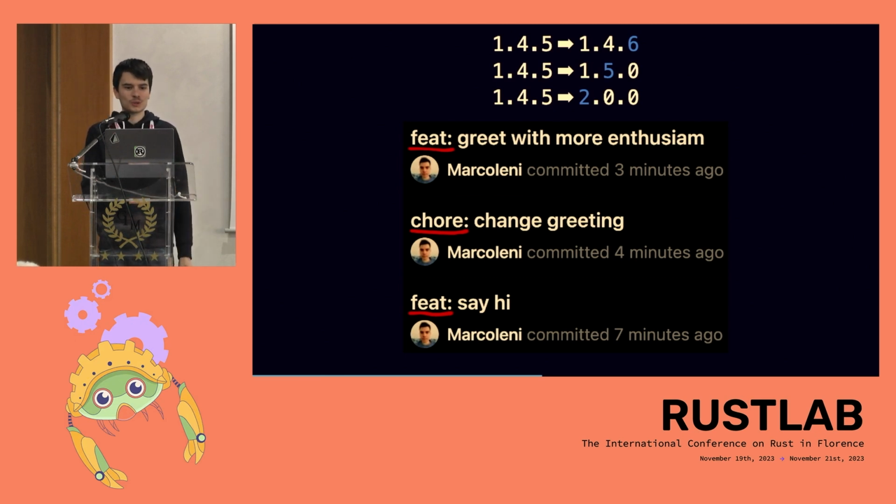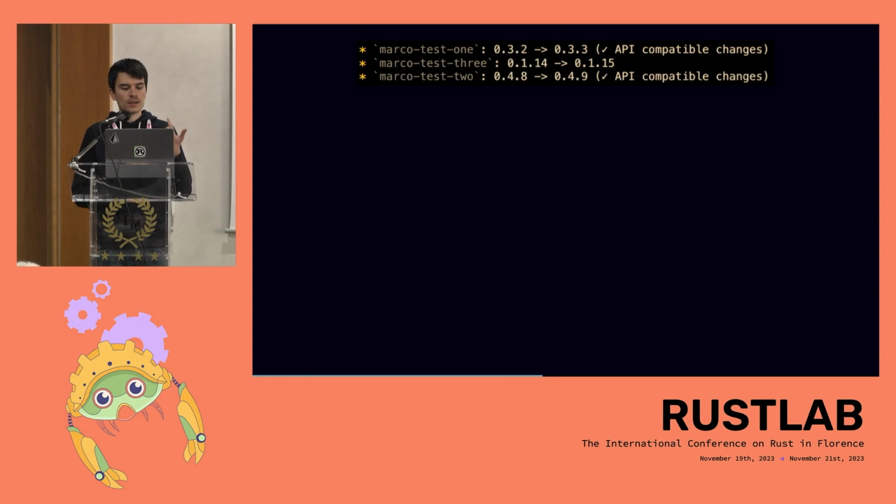What happens if you introduce it by mistake? Well, Release-plz checks the API that you expose in your libraries and checks for breaking changes. So for example, in this case, Marco test1 is a library and also Marco test2. And so here Release-plz says that the changes are compatible.